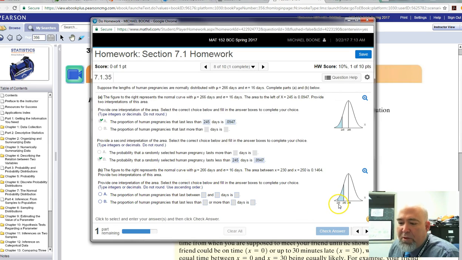So now we're looking in between 230 and 250, and they tell us what the area is, right? So in future sections, we're going to be finding the area between things, or to the left, on these non-magical values, not exactly 1 standard deviation above or below. And so currently in this section, we're just interpreting.